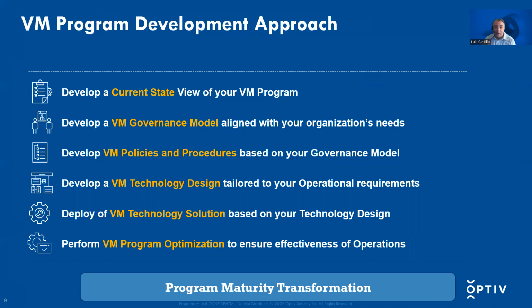Next, organizations need to develop or improve their VM governance model. And you gotta do that in a way that is aligned with your organization's needs. And we covered those pieces that are part of the governance model in the last slide. Next thing is you need to develop policies and procedures that are based on that governance model. If technology is not deployed or it needs to be optimized, then organizations need to clearly define those operational requirements that they want to achieve and develop a technology design that can meet those. Once the design is in place, then deployment and configuration of the technology is going to follow.